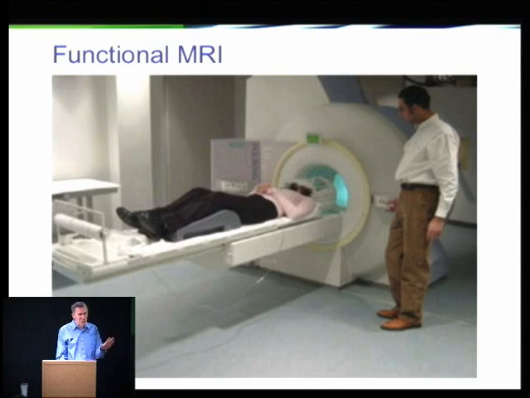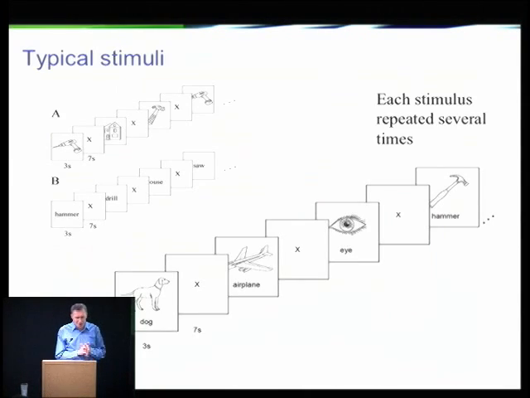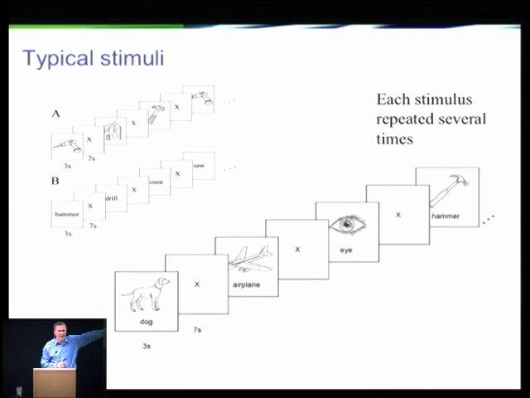So that's the tool that we started with. More recently, we've been looking at other brain imaging methods. I'll talk about that a little bit. But primarily here, I'm going to be talking about fMRI. So given that, we decided, well, the way to study how the brain represents ideas is to put people in a scanner and show them stuff like this.